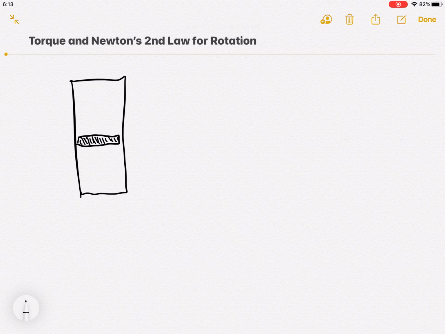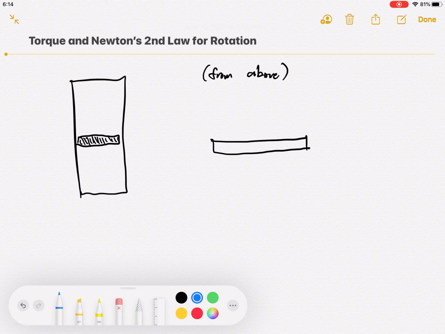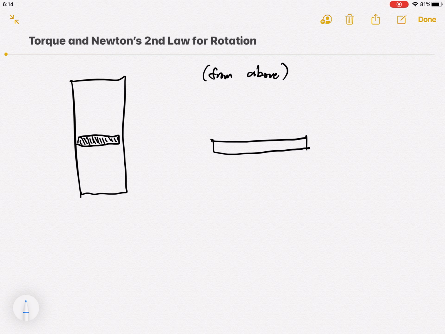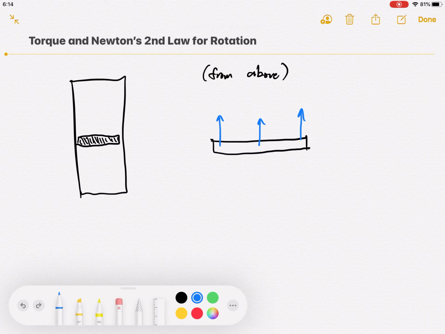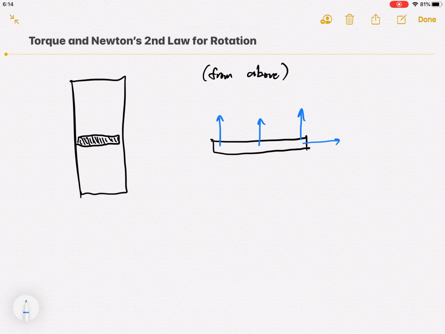If you look at this picture from above, so here's the door from above. We could imagine applying this force in a couple different places, right? We could apply the force here. We could apply the force here. We could apply a force here. We could apply some ridiculous forces like here. And that's all the same size of force, right? Or that's at least my intention, for those all to have the same size. Those are all a force.